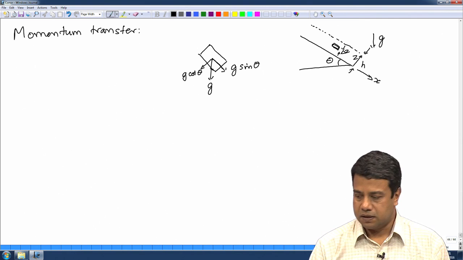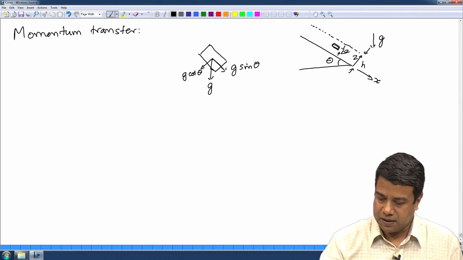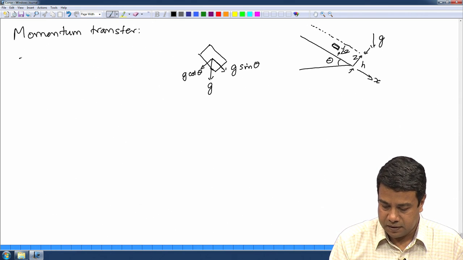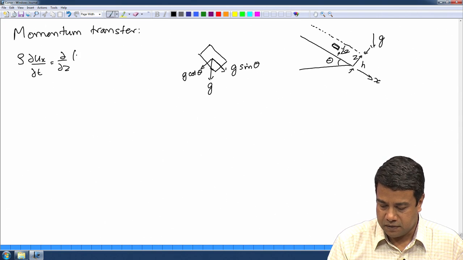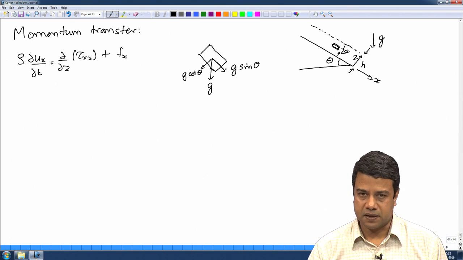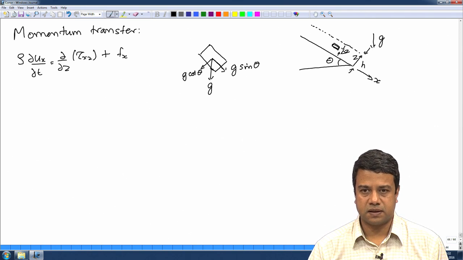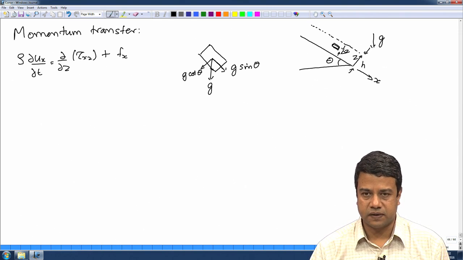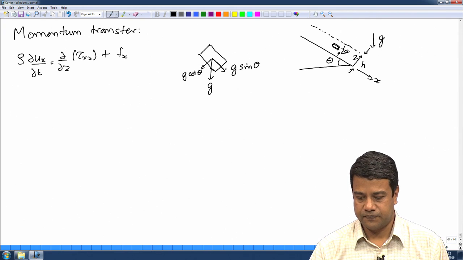With this differential thickness, if I do a balance, then I will get the familiar equation rho partial u x by partial t is equal to partial by partial z of tau x z plus the force in the x direction. So, this is going to be my balance equation, I had derived this for you earlier by doing a shell balance. In case you would like to refresh it, you are welcome to go back and look at that derivation which I had used.